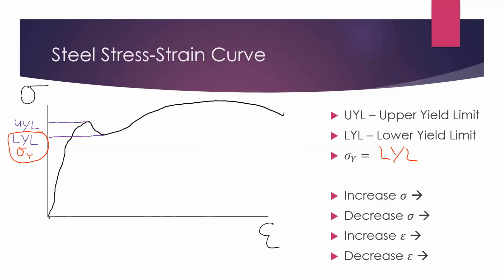In some materials, you don't have this nice little trough and then crest, and so there is only, say, one value, not the upper and the lower. But if you have both, then you use that lower yield limit as your capacity for yielding.